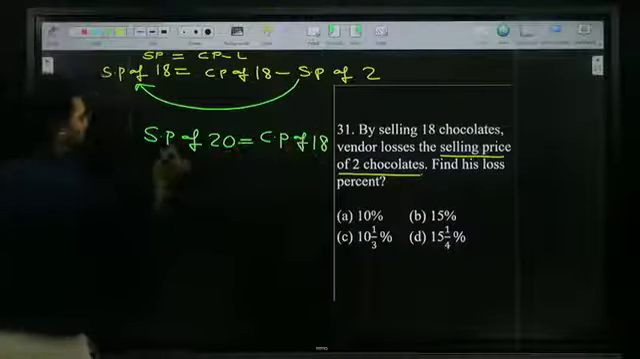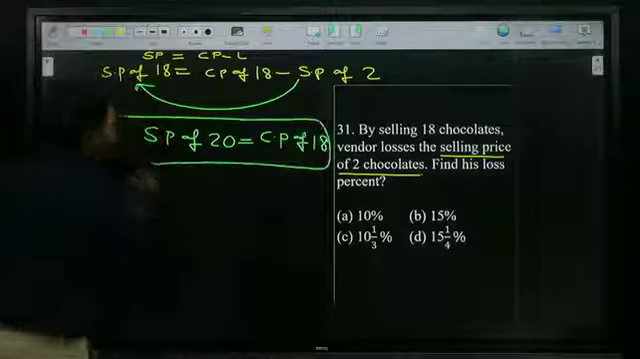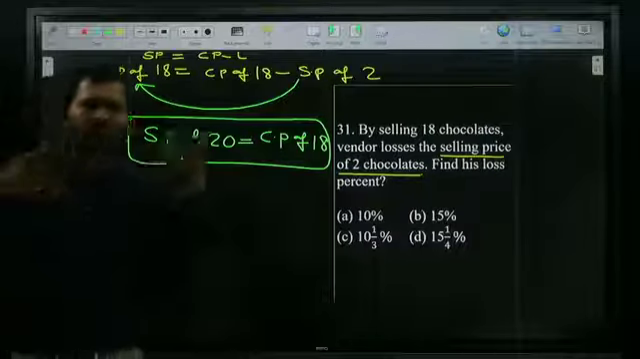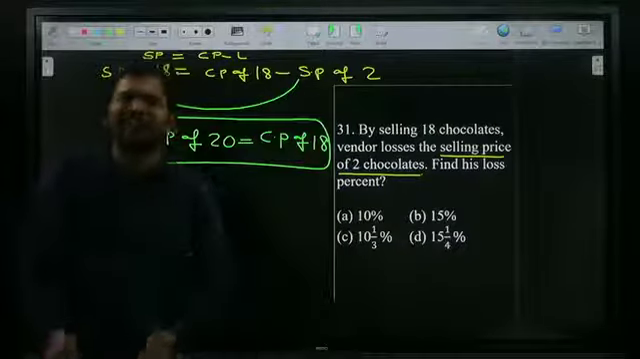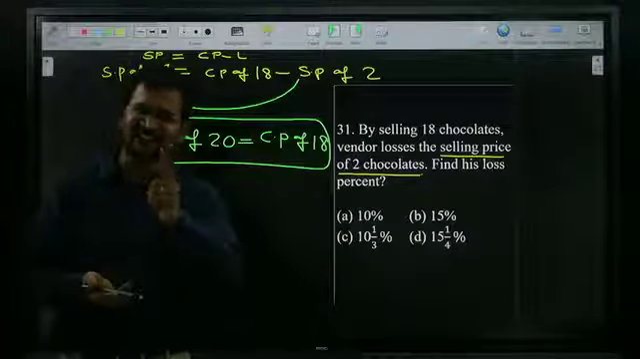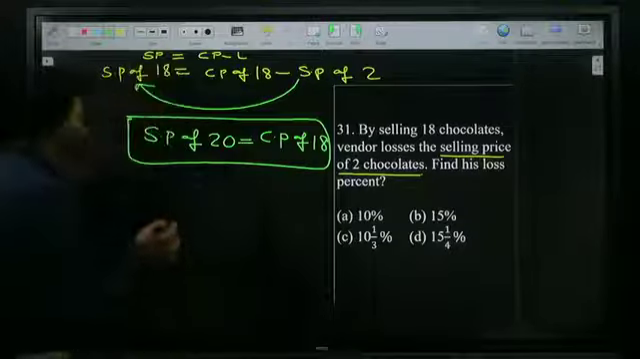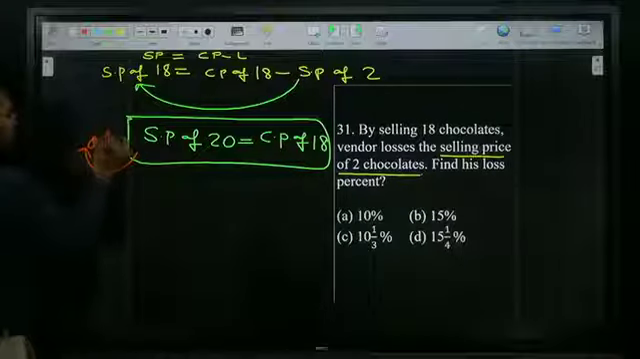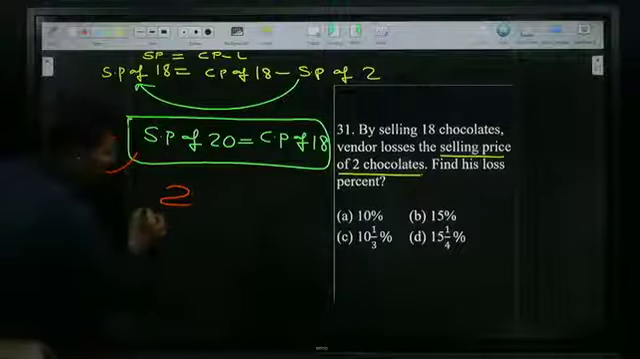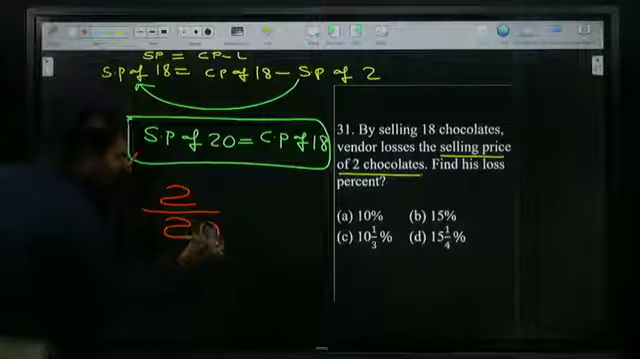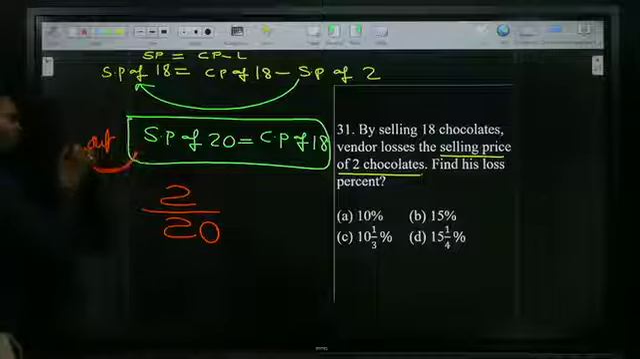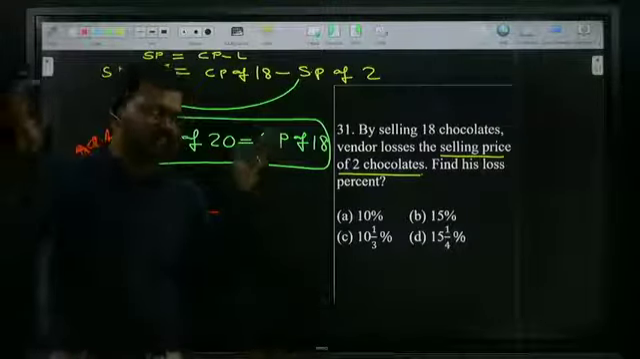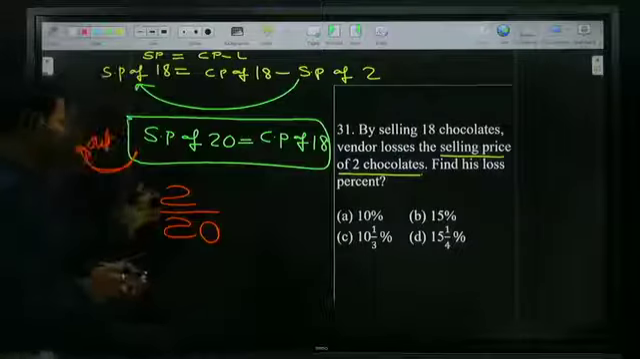What is the meaning of this statement? Whenever he sells 20 chocolates, he is getting only the cost price of 18 chocolates, and he is suffering a 2 chocolates loss. So for every 20 sold, he gets a 2 chocolates loss. Whenever he sells 20 chocolates to the customer, he gets a 2 chocolates loss.